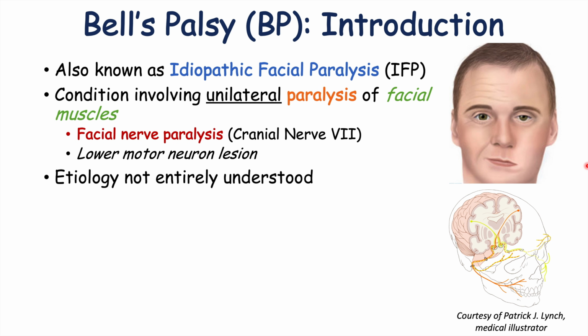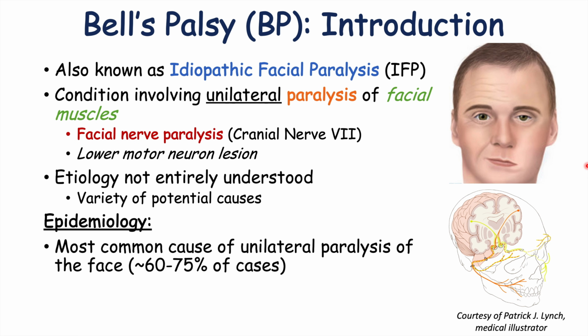Now, the etiology as to why this condition occurs is not entirely understood, but there are a variety of potential causes, and we're going to get into all of those potential causes in the next slide. Bell's palsy is actually the most common cause of unilateral paralysis of the face, accounting for approximately 60 to 75% of cases. And the median age of onset of this condition is 40 years of age.